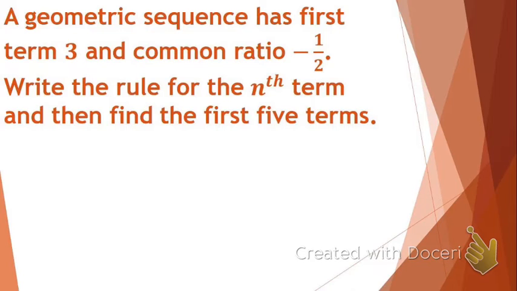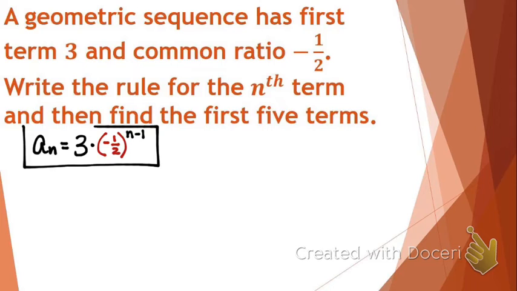Good question. A geometric sequence has first term 3 and a common ratio of -1/2. I want to start off by writing the rule for the nth term, and then we're going to write out the first 5 terms. So what is the rule for the nth term? Yes, 3 times -1/2 to what power? N minus 1. Beautiful. Okay, so now using that rule, I want you guys to find the first 5 terms.